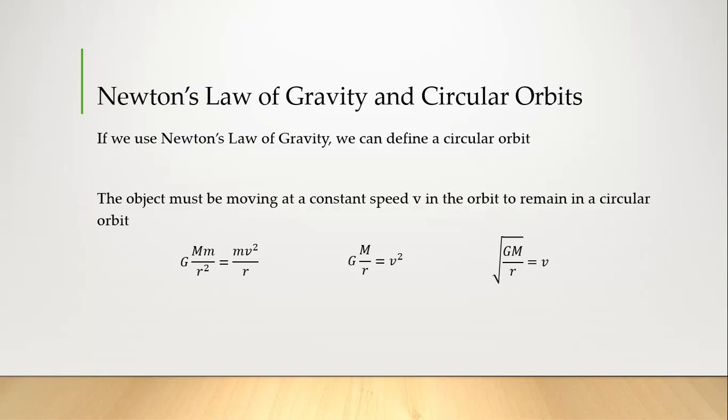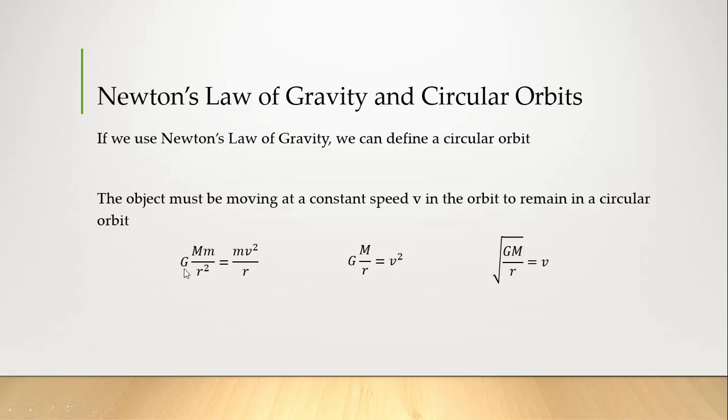The object must be moving at a constant speed v in the orbit in order to remain in a circular orbit. If that speed v changes, it would actually change the shape of the orbit from a circular orbit into probably an elliptical orbit. And we'll talk about that in the next lesson, how that would work.